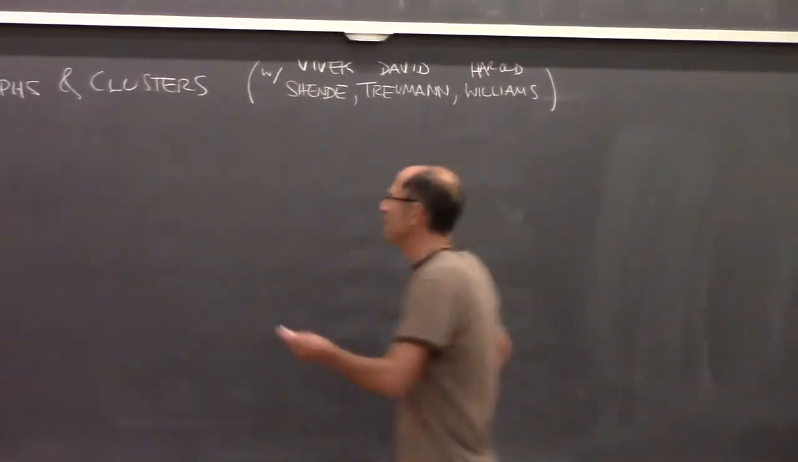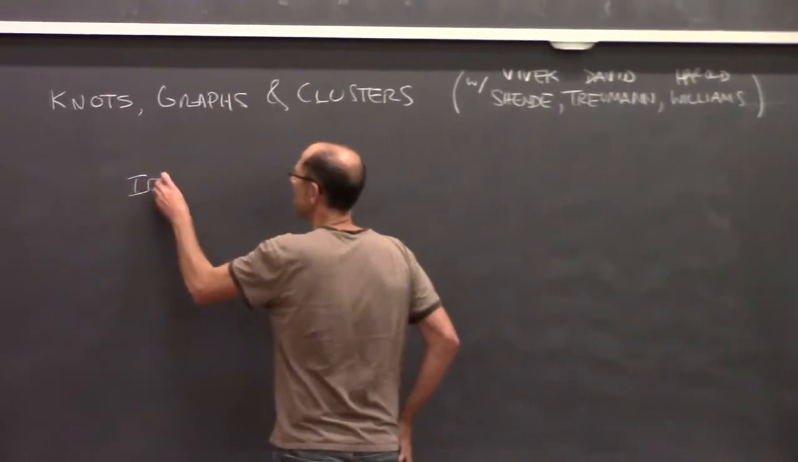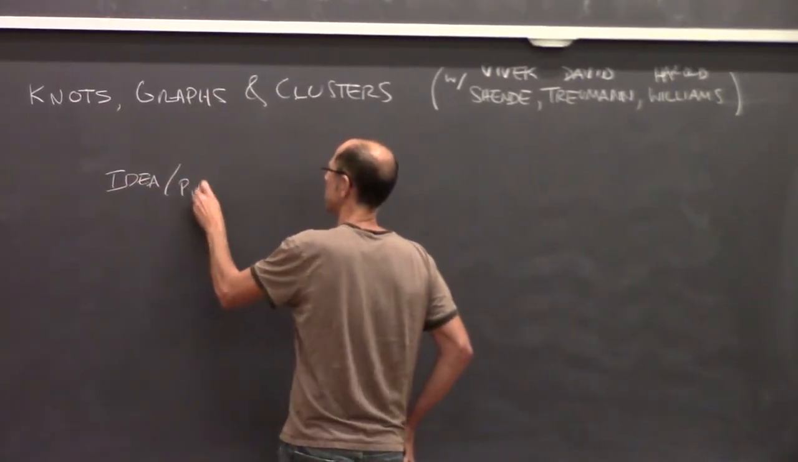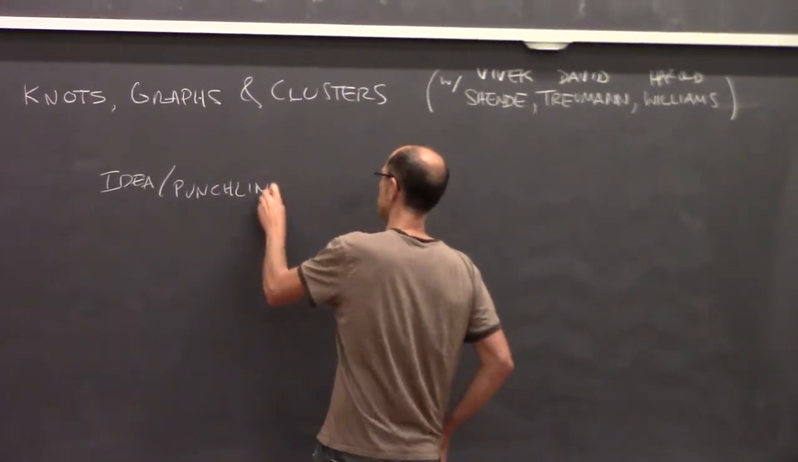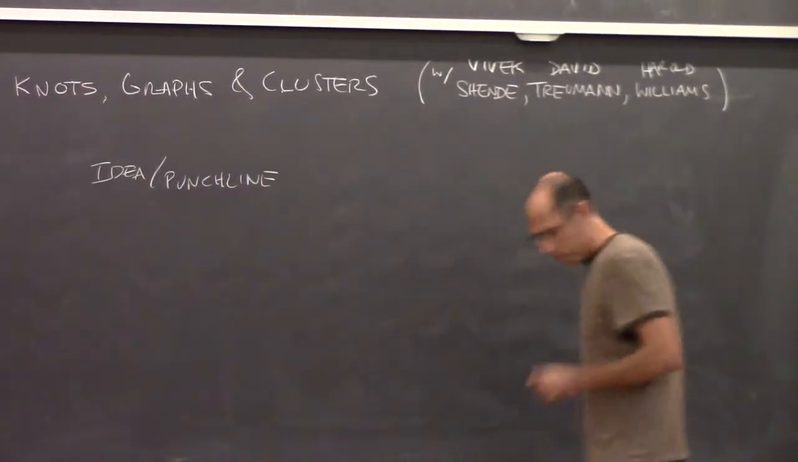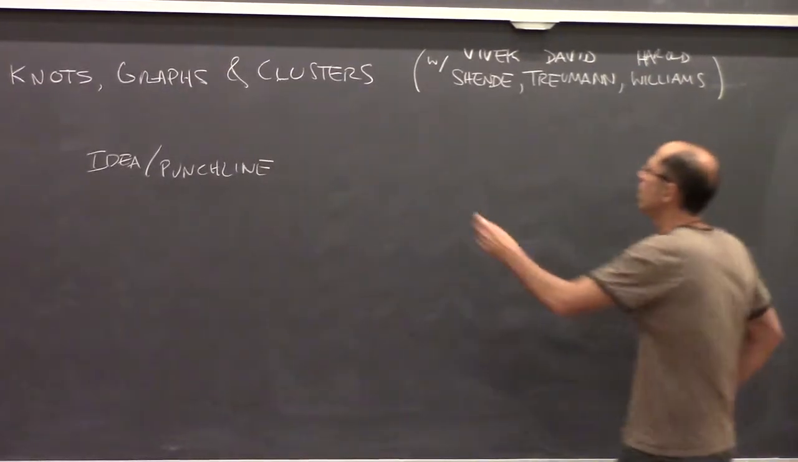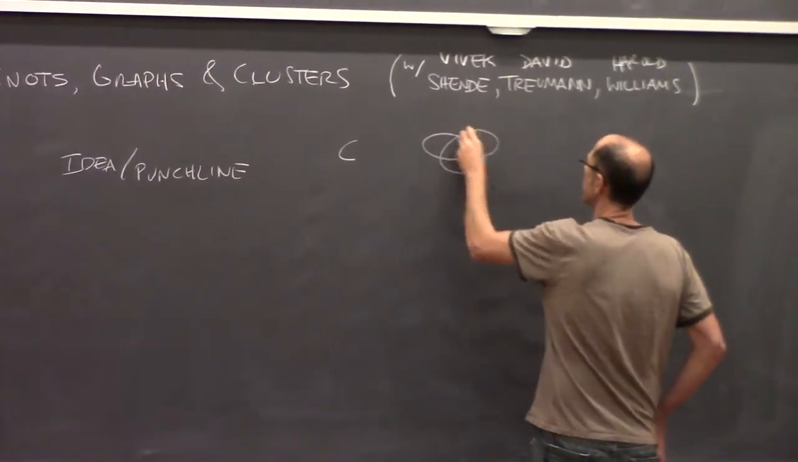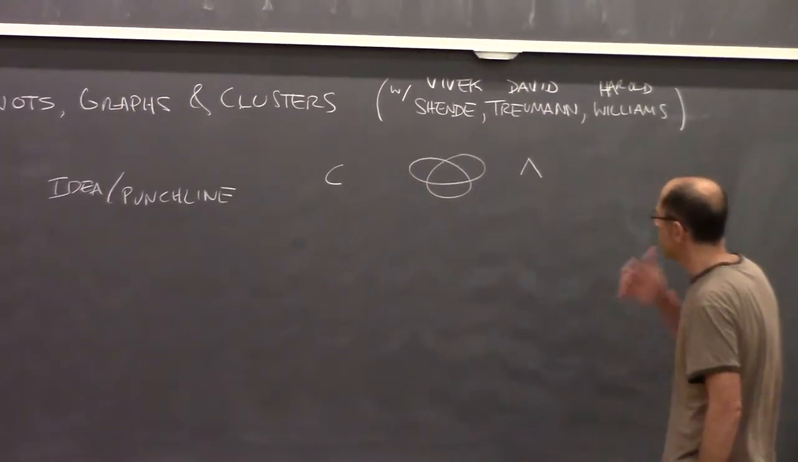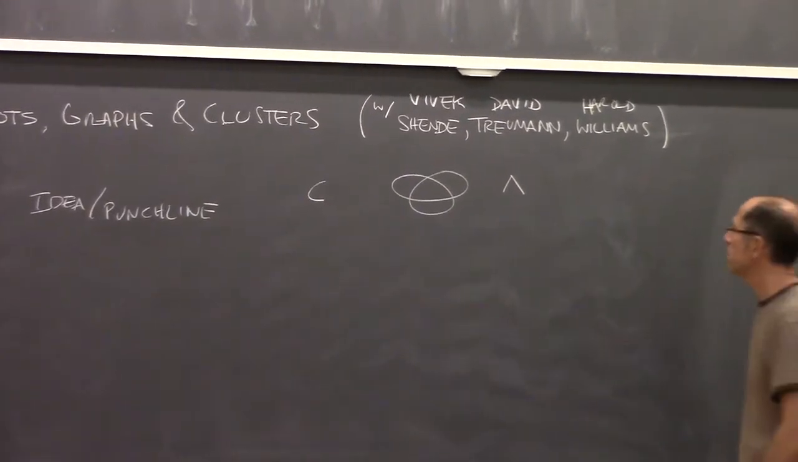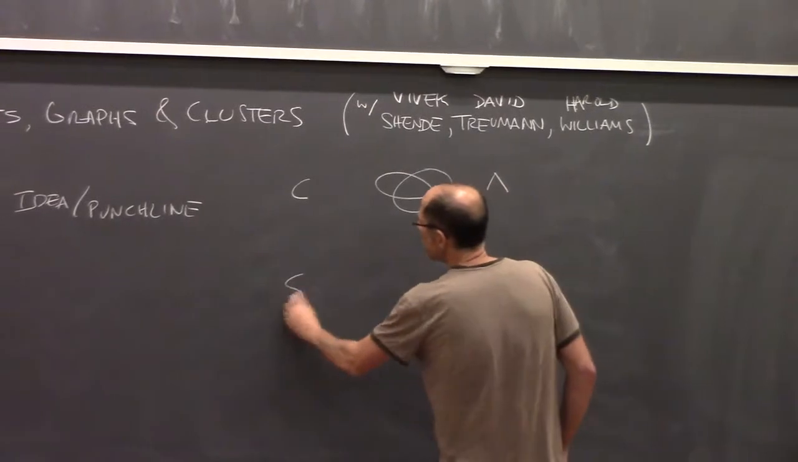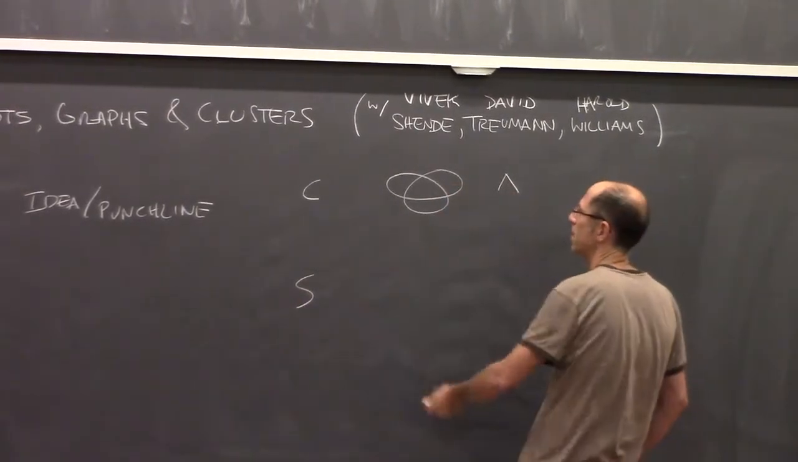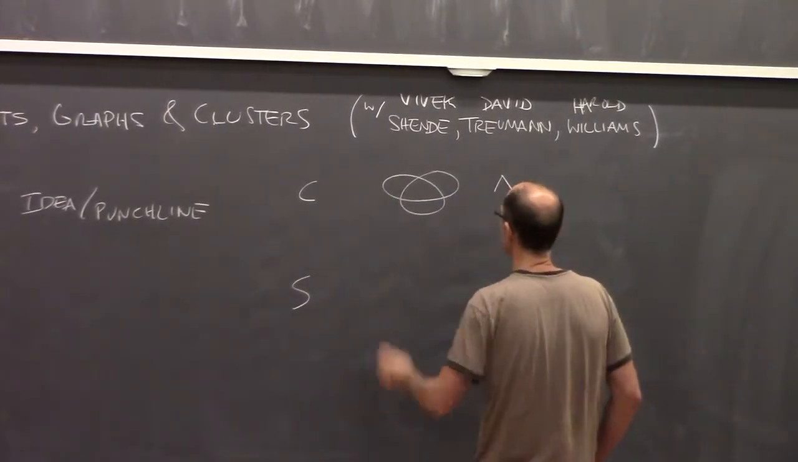Let me give you the main idea and the punchline, just in case you drift off. This is all that I'm doing. We'll begin with the contact manifold, and inside that we have something Lagrangian. There's a Lagrangian knot, a picture of one. And maybe we have a symplectic manifold that fills it. It could be its symplectization, for example.